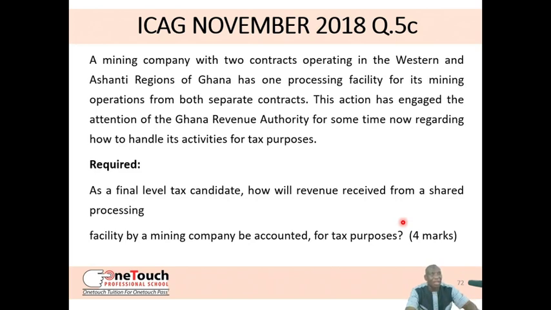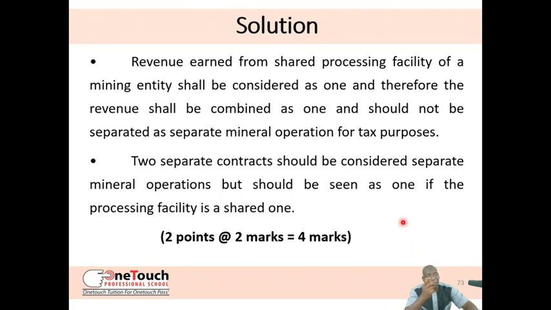So I told you that revenue earned from a shared processing facility of a mining company shall be considered as one, and therefore the revenue shall be combined as one and should not be separated as a separate mineral operation for tax purposes. Why? The two separate contracts should be considered separate mineral operations, but should be seen as one if the processing facility, this is the key word.